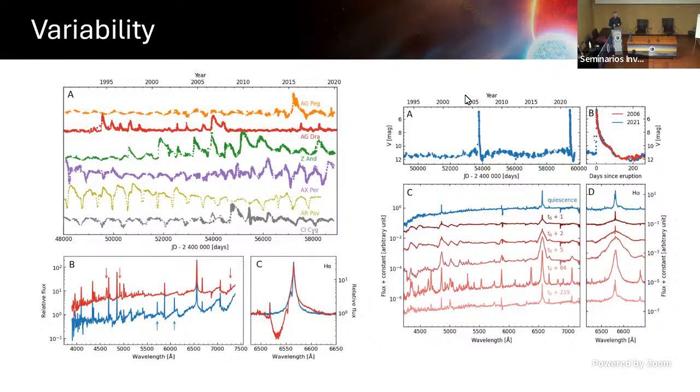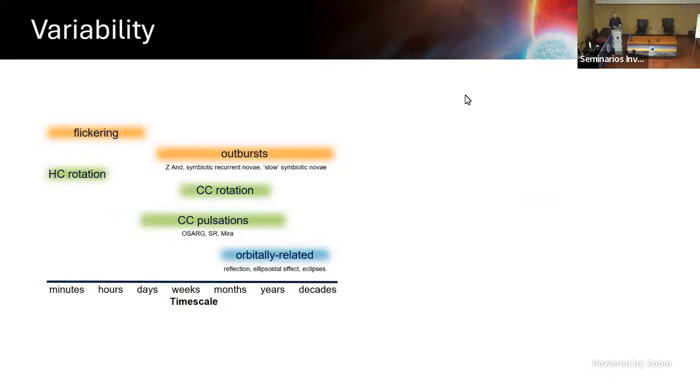So they are very, very, very dynamic objects. The other thing is that depending on the time scale you're looking at, you will be seeing different things, of course. So symbiotics change on time scales from minutes basically to decades. For example, the flickering I will speak about later, or rotation of the hot component, is on the order of minutes, but some orbitally related effects, given the orbital periods are on the level of years or decades.